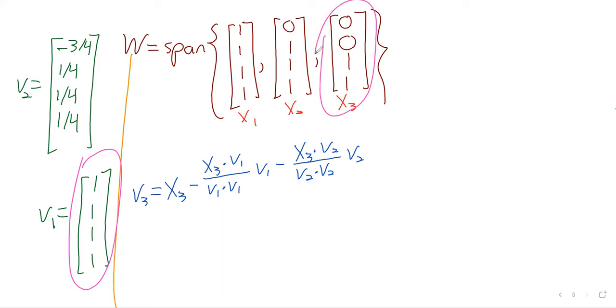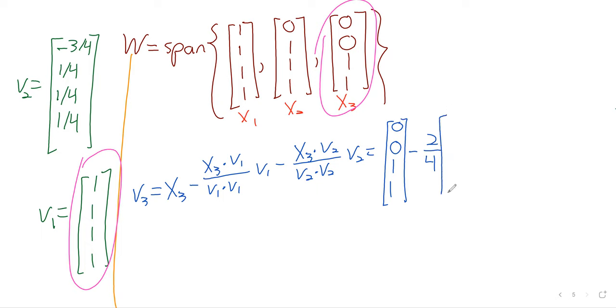Here's x3, there's v1. So first of all, x3 dot v1, I make that 2. 1 times 1, 1 times 1, these zeros give us 0. v1 dot v1 should be 4. 1 times 1, 1 times 1, 1 times 1, 1 times 1, add them up, you get 4.